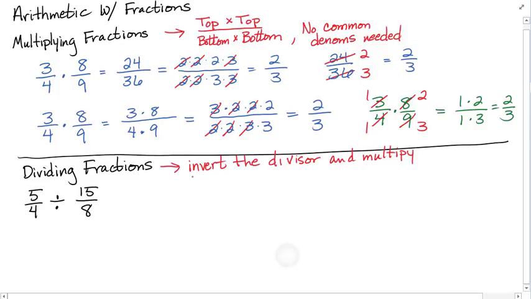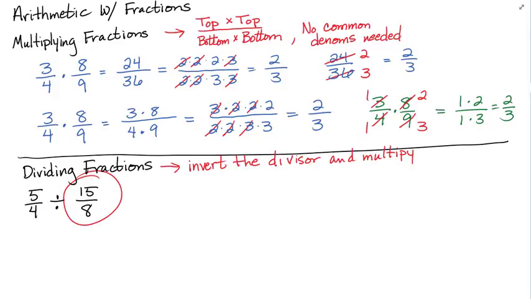We could reduce that down to just invert and multiply. And so in this case, that's the divisor. And so that's the thing we would invert. And once you flip it, invert means to flip it, right? So it'd be 8 over 15. Change it to a multiplication problem. And then do multiplication just like we talked about.